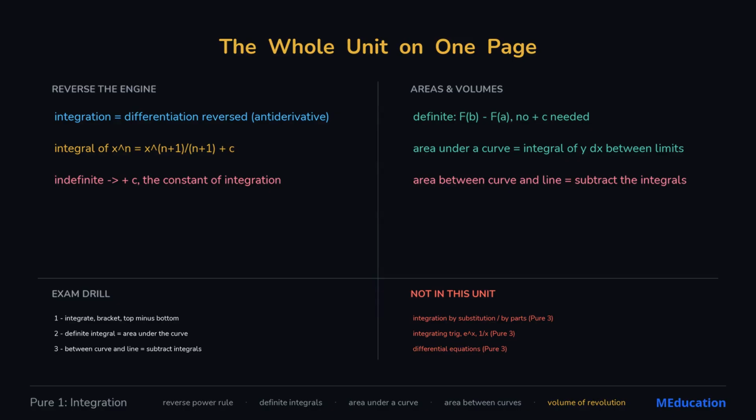And the boundary fence so you do not over-revise. In Pure 1 you integrate powers of x and nothing fancier. Integration by substitution and by parts is Pure 3. Integrating trig functions, e to the x and 1 over x is Pure 3. Differential equations are Pure 3 too. For now, reverse the power rule, mind the limits, and this page is the whole game.